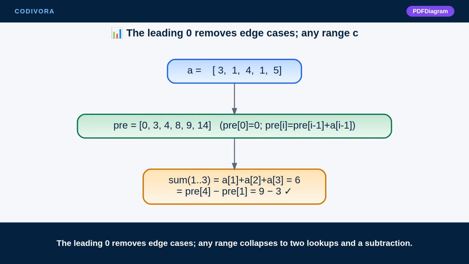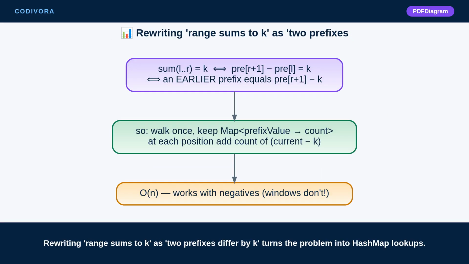The leading 0 removes edge cases. Any range collapses to 2 lookups and a subtraction. Rewriting range sums to K as 2 prefixes differ by K turns the problem into HashMap lookups.